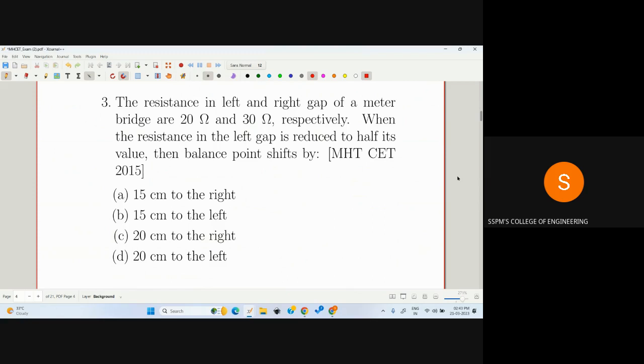Here the two conditions are given. So let me first draw the bridge circuit, the meter bridge circuit. All of you are aware of the meter bridge circuit. And in fact, you might have done the experiment on the meter bridge in the lab. This is your meter bridge circuit. There are two gaps here, left gap and right gap. At the left gap, the 20 ohm resistor is connected. And at the right gap, the 30 ohm resistor is connected.